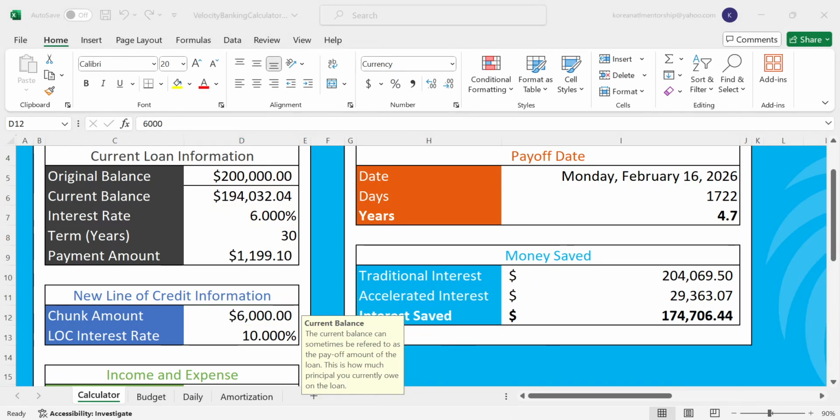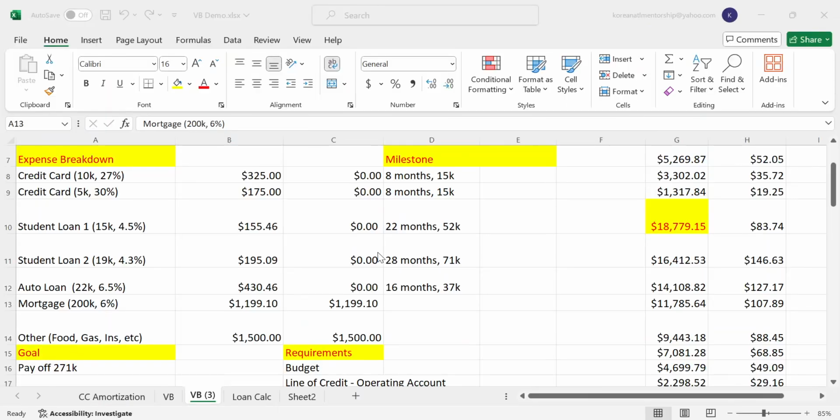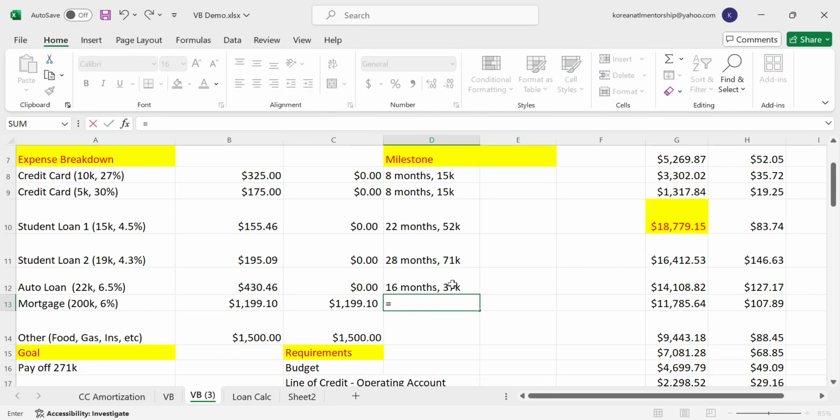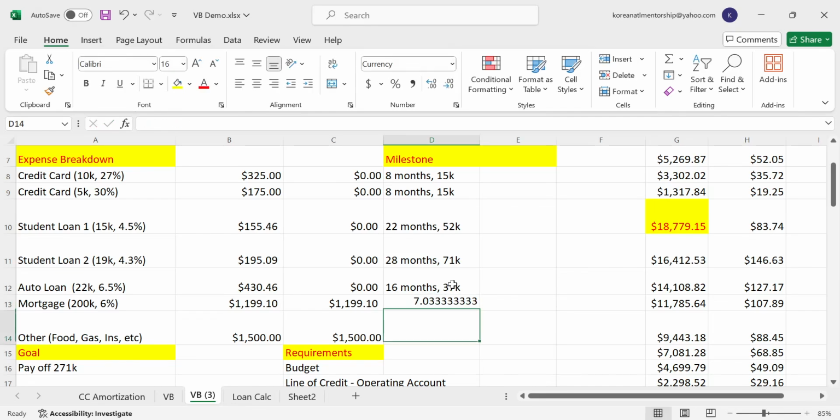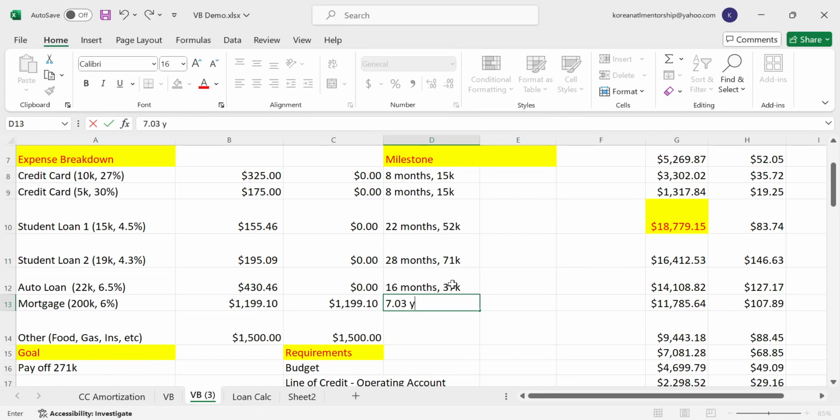Sweet. And then I am going to change this up. Actually let's do this, equals 28 divided by 12 plus 4.7, and that's 7.03 years. So 7.03 years, and then we are 271K debt free.